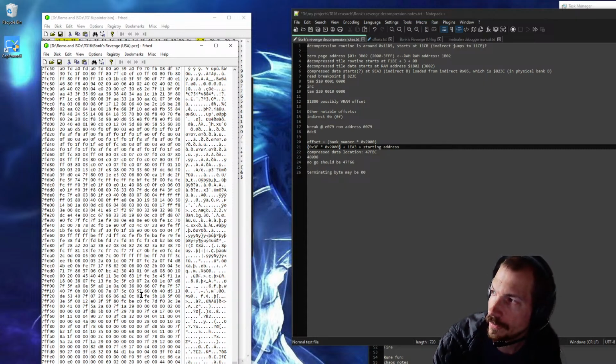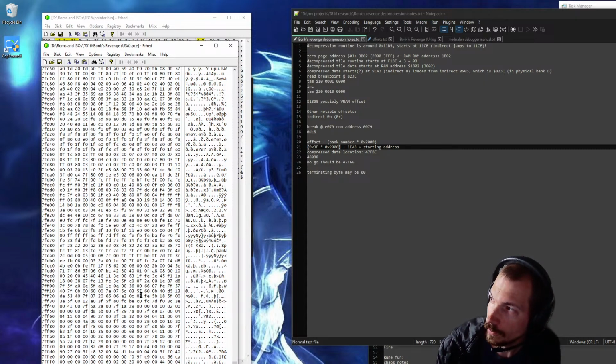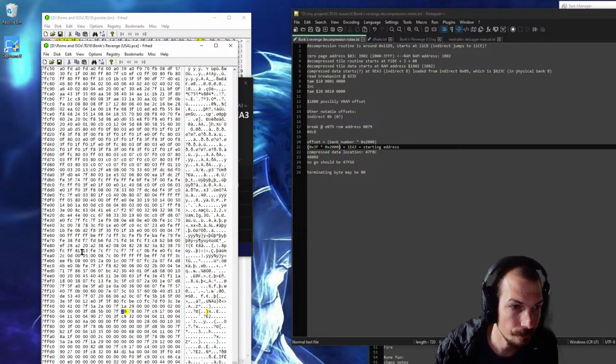A part of me wants to say that, yeah, I didn't realize when it started to punch all this in, the whole bottom half of the ROM, that's where all the compressed graphical data is. So honestly, we could probably get away with what was the 7F EA3. So it probably starts right here.